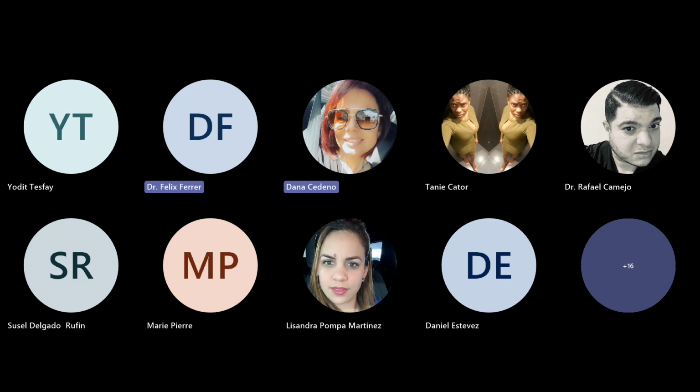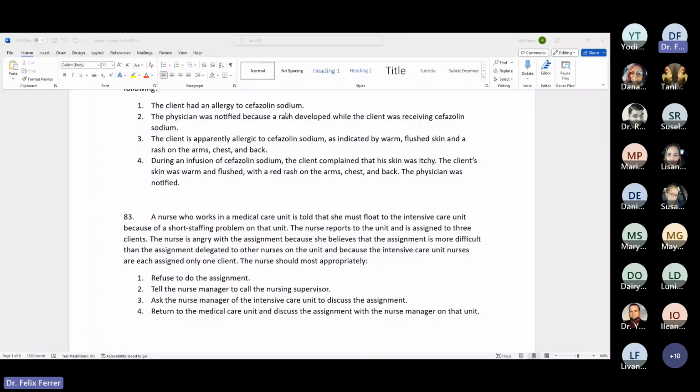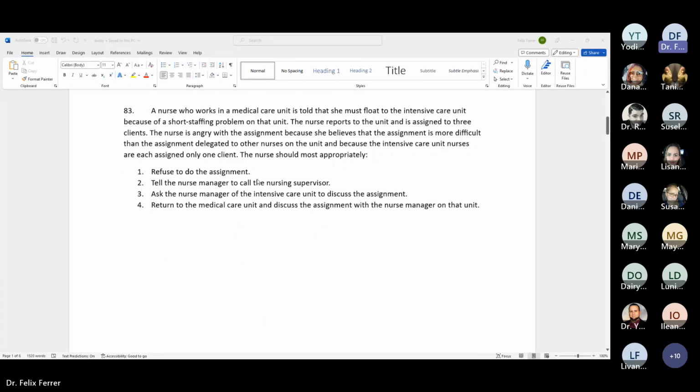Now, a nurse who works in the medical care unit is told that the nurse must float to the intensive care unit because of a short staffing problem on that unit. The nurse reports to the unit. Can you see the question? No. Let me go back and share. 82. So now, better? Yes. Okay.